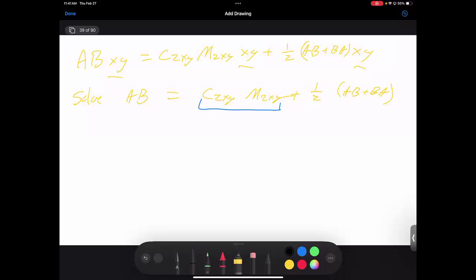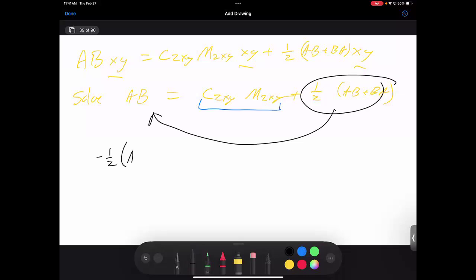Yeah, move this over to the other side, right? Subtract. And notice it's going to be really nice, because when we subtract, we get AB minus 1/2 AB. Well, that's just 1/2 AB. And the other is minus 1/2 BA. So we get 1/2 AB minus BA equals C2XY M2XY. Sorry, there's no minus sign on the left-hand side. You're right. Thank you.